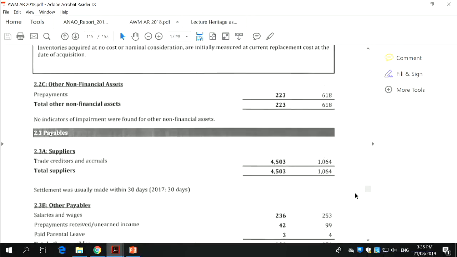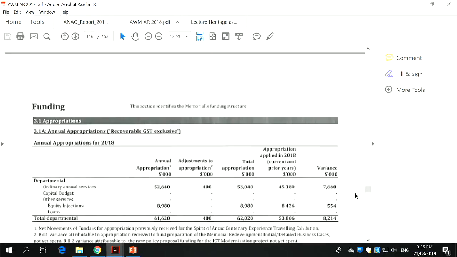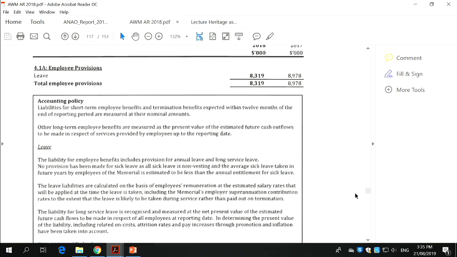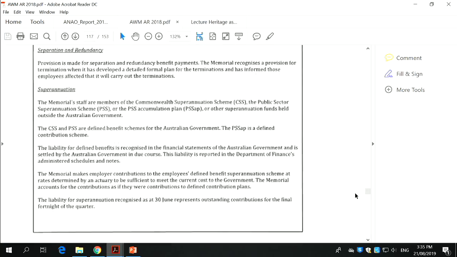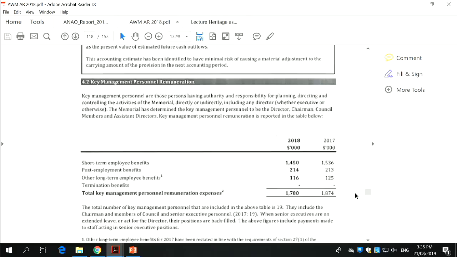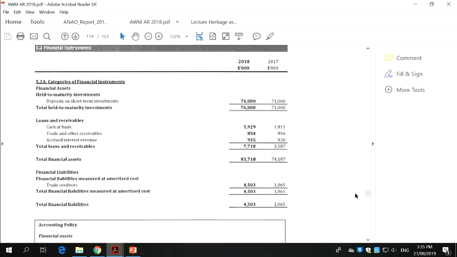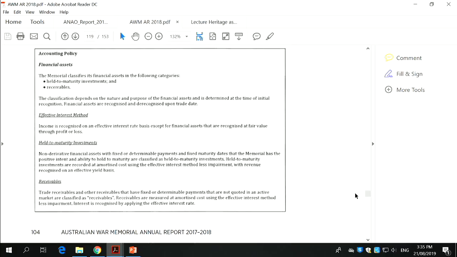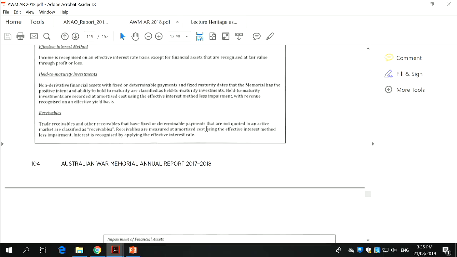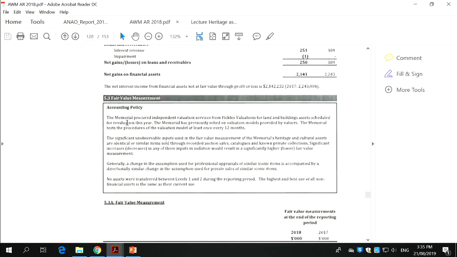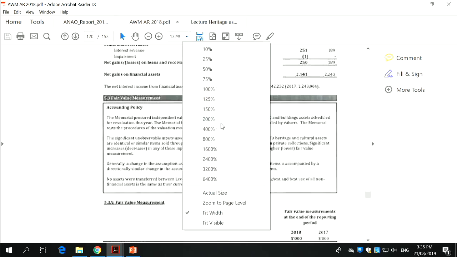Now the fair value measurement. This is very blurred. I don't know why it's so blurred here.